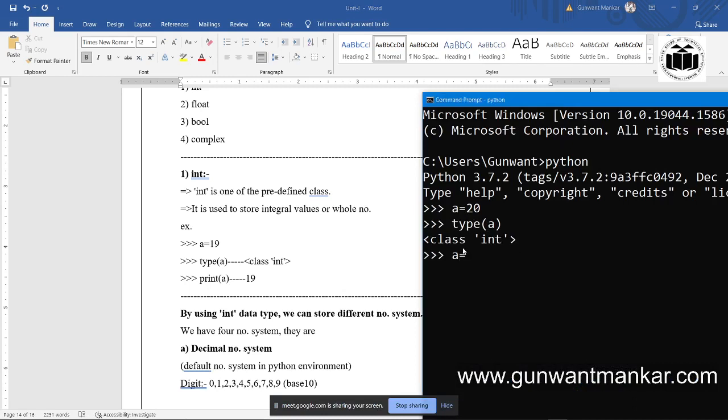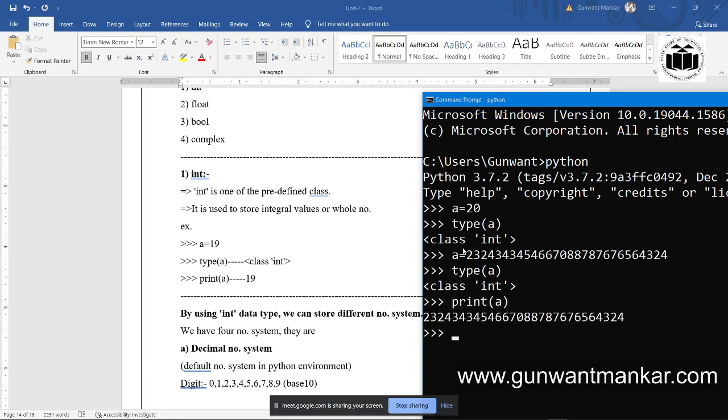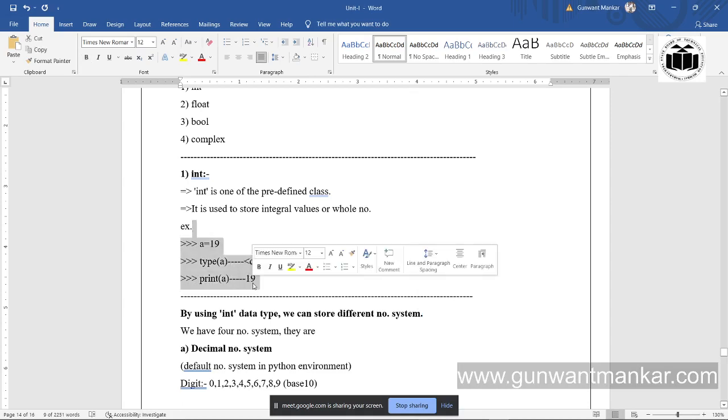So we can store a large number of value to a, that is no problem. Now we can check the type of a, it will also show class, and if you want to print the value of a, the same value gets printed. See it carefully, for example this one.